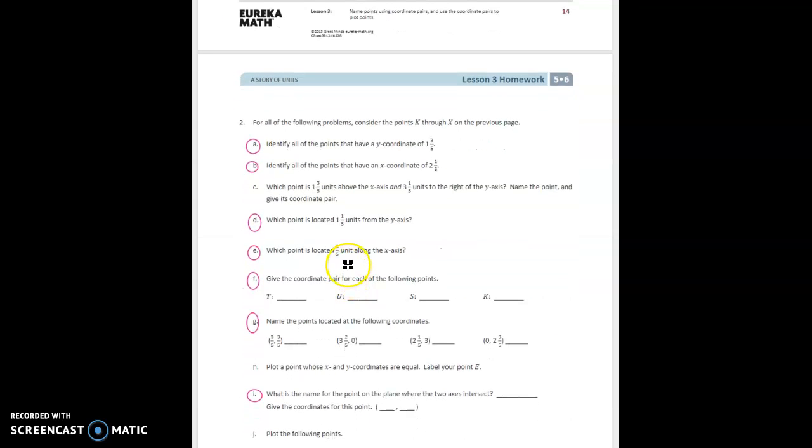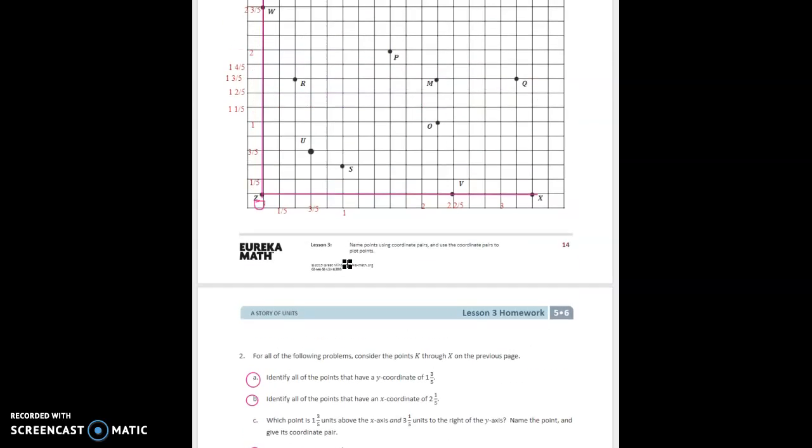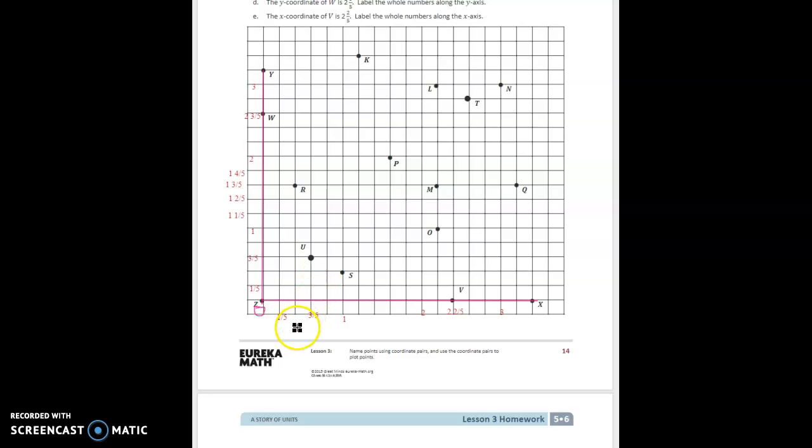E, which point is located 2/5 along the x-axis? 2/5 along the x-axis. Well, here's 2/5. Which letters are found at the 2/5 x-axis?